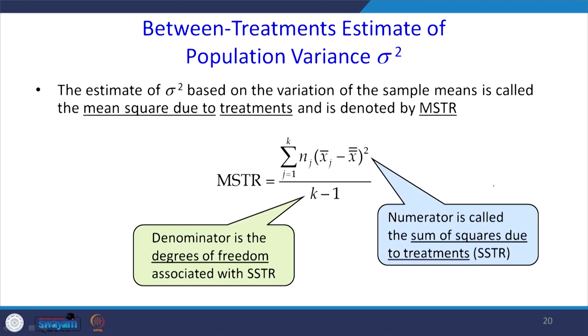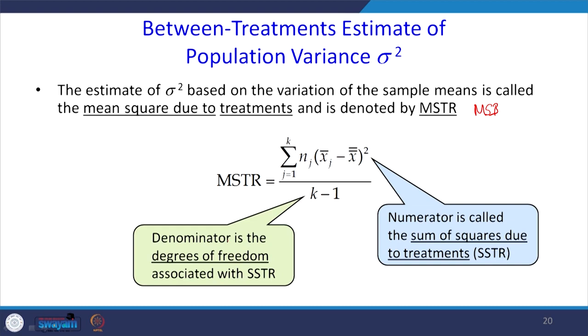The estimate of sigma square based on the variation of the sample means is called mean square due to treatment, denoted by MSTR. In our previous example, we can have MSB, that is mean square due to between columns. So, how are we finding this MSTR? It is the sum of Nj, the number of elements in column j, times Xj, that column j mean, minus the overall mean, whole square, divided by k minus 1. K is the number of columns, here 3, minus 1.